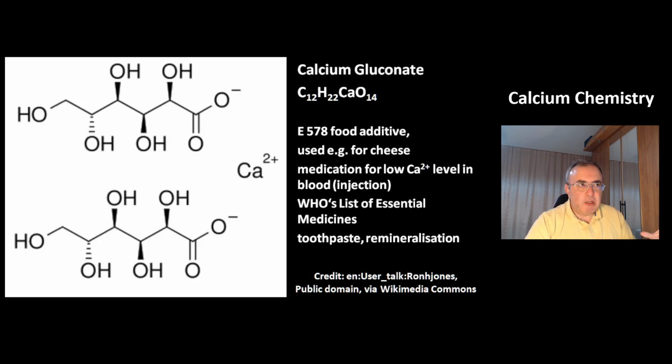This is the formula of calcium gluconate, C12H22O14. As E578, it is used as a food additive, for example, for cheese. This compound can also be used as medication for low calcium concentration in blood by injection. It is listed in the World Health Organization's list of essential medicines. Calcium gluconate can also be used in toothpaste, because it makes a remineralization.